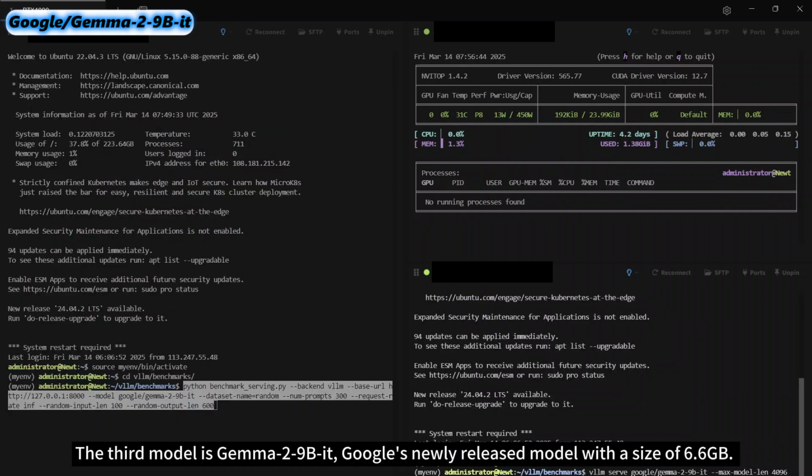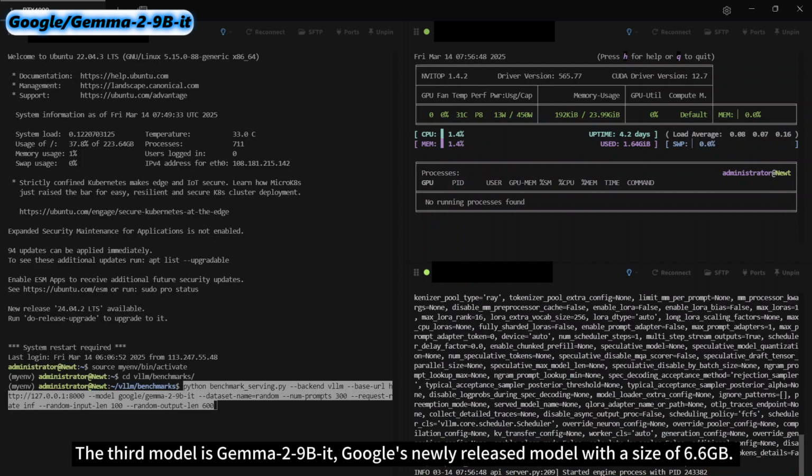The third model is Gemma 2 9 billion it, Google's newly released model with a size of 6.6 GB.